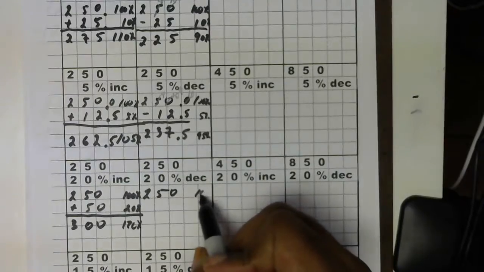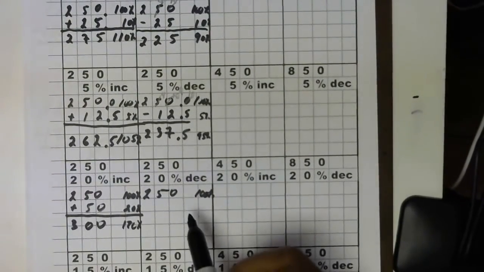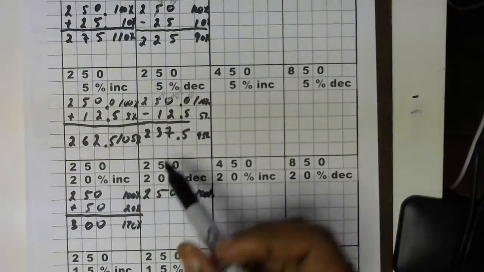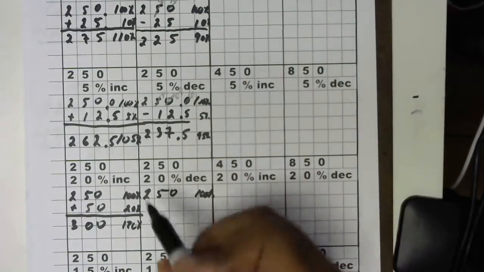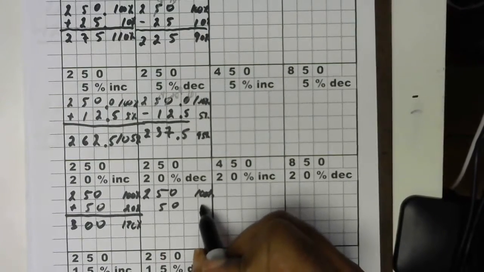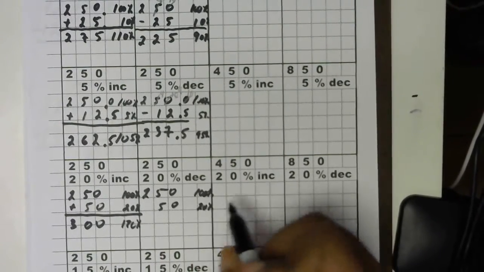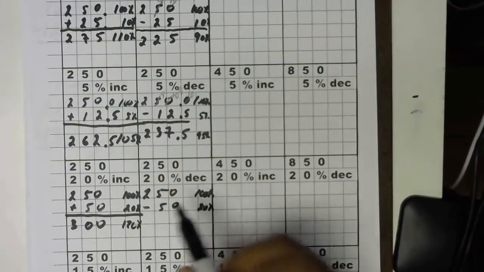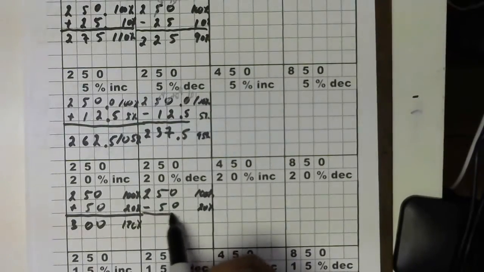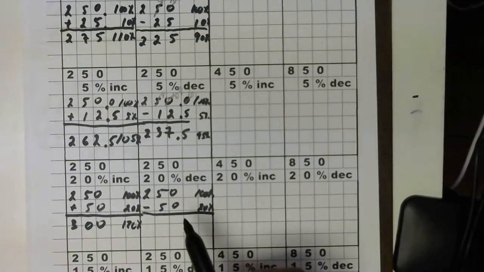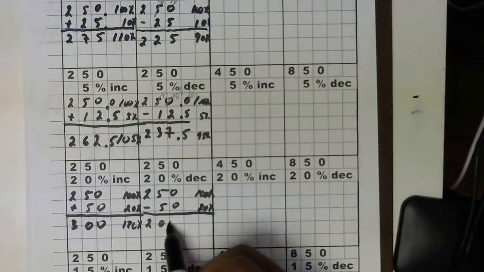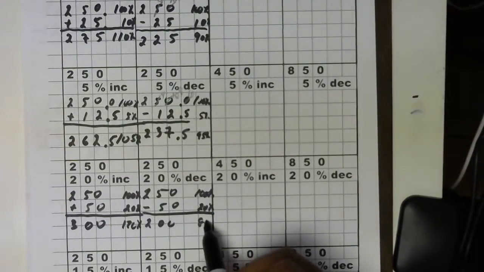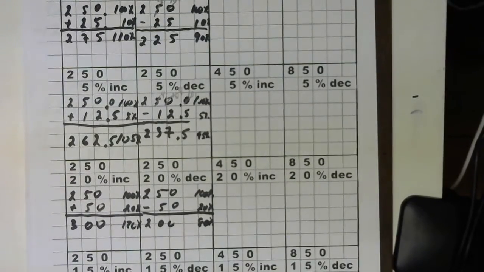250, which represents 100%. And I need 20%, so I go back up to my 10%, which is 25, and I need 2 of these, so 25 plus 25 is 50. 50 represents my 20%. But I'm going to make this a decrease, so we're going to subtract 50. And what we end up with is 200, and that's 80%.